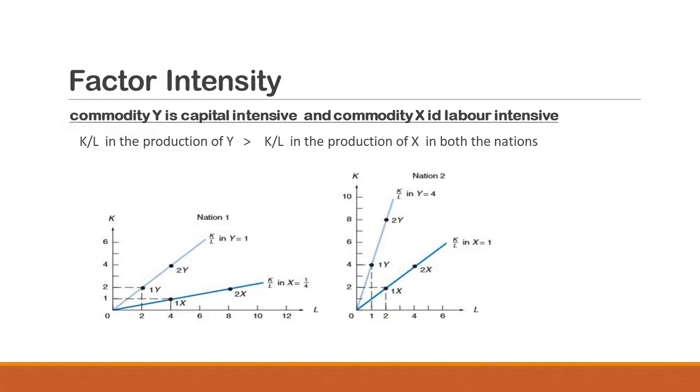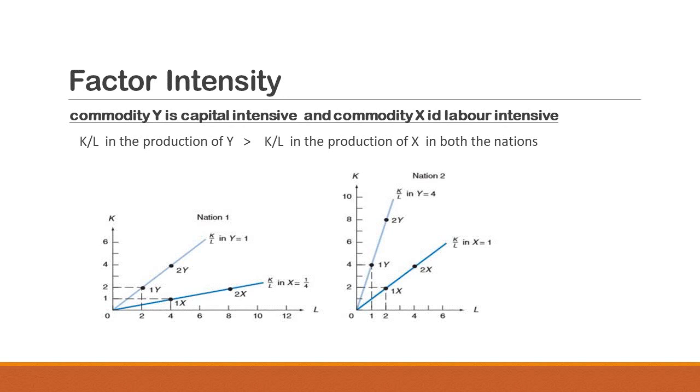Now let us see what is meant by factor intensity. Here, factor intensity is a very important concept. We have already assumed that commodity Y is capital intensive and commodity X is labor intensive. Factor intensity shows the capital labor ratio in production, and in the case of our example, commodity Y is capital intensive and commodity X is labor intensive.